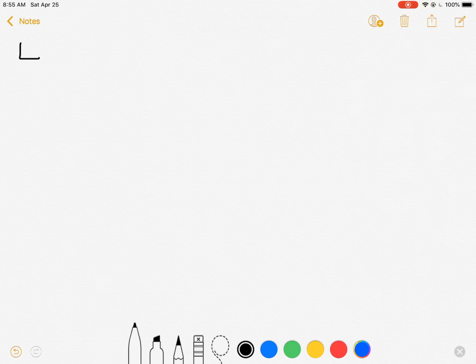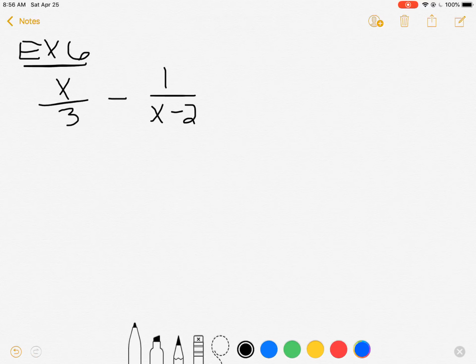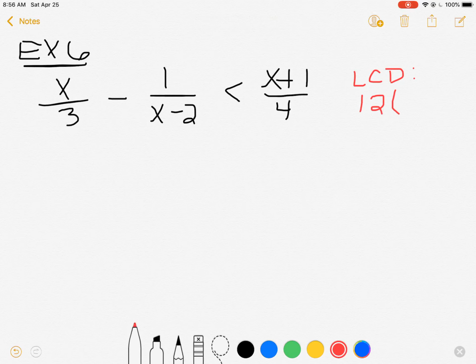So on example 6, we have x over 3 minus 1 over x minus 2 is less than x plus 1 over 4. We're going to do it the same way. Think about our LCD. 3 and 4, common denominator there would be 12. And then we have that factor of x minus 2. So when I do this, I'm going to just think about this being an equal sign, and we're going to find what's called our boundary points, and then we'll test to see which ones work.